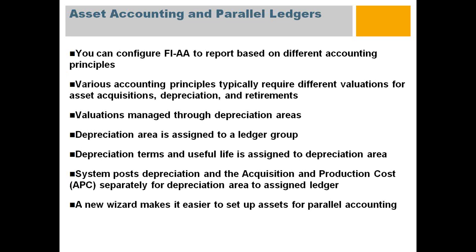And asset accounting and parallel ledgers: you can consider FI asset accounting to report on different accounting principles. For example, accounting principles require you to do valuation of your fixed assets, and depreciation is determined differently, GAAP versus IFRS, because you're maintaining the leading ledger as well as the sub ledgers, and you need to maintain the depreciation area assigned to the leading ledger group. So there is a leading ledger and a leading ledger group. If you assign the depreciation area to leading ledgers, depending on the accounting principles, the system posts the asset accounting or depreciation to the proper postings.